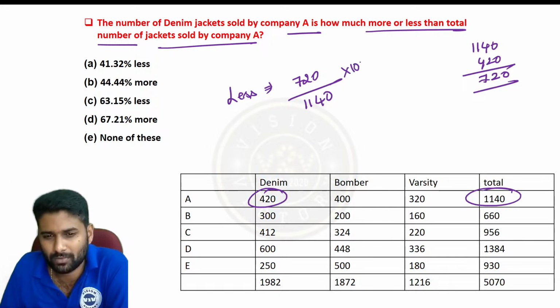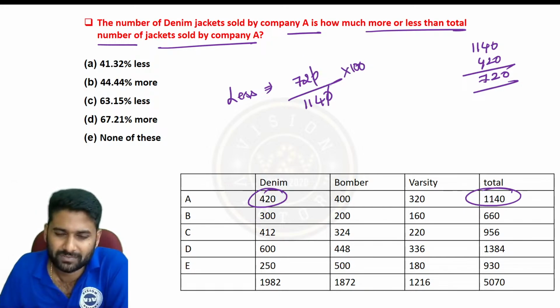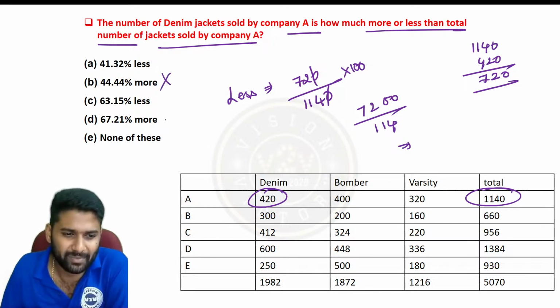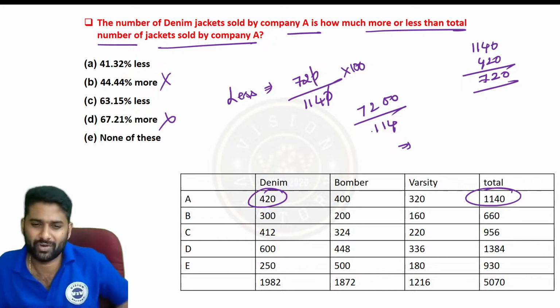Now 720 is divided by 1140. They are talking about whole calculations. Zero cancel. Now finally 7200 divided by 140. Now your answer must be less, right? Eliminate. So these two are your answers.